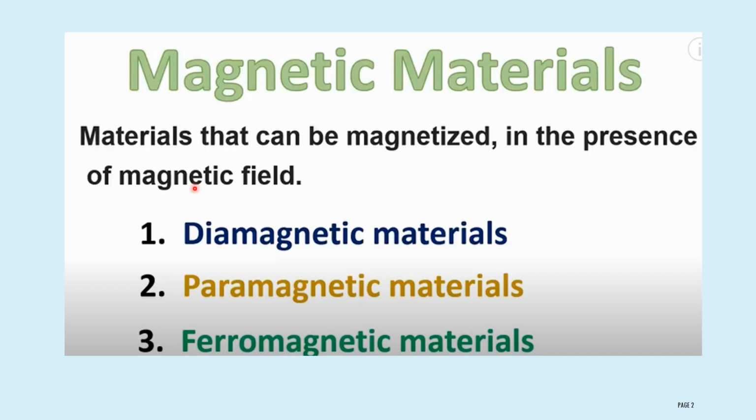Let us discuss here magnetic materials. Materials that can be magnetized in the presence of a magnetic field. If you place a material in the magnetic field, then it will get magnetized. That material we will call a magnetic material. Generally, we have three types of magnetic materials. One is the diamagnetic material, second is the paramagnetic material, third is the ferromagnetic material.